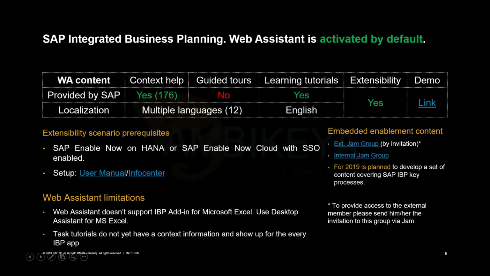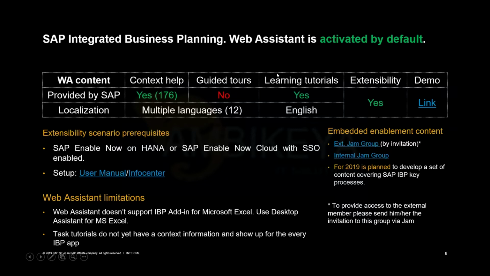Okay, SAP Integrated Business Planning, or IBP. Web Assistant is also activated by default. So with these last three solutions that we've looked at, the Web Assistant is activated by default. There's no additional configuration that needs to be done from our end. So unlike S/4HANA on-premise, the setup for these is quite simple. It's already configured for you, and there is standard content available.